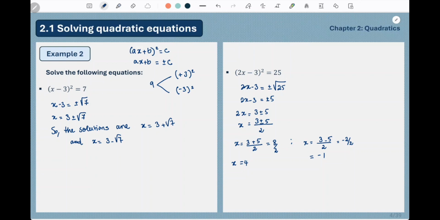Okay, so thus the solutions are x equal to 4 and x equal to minus 1.